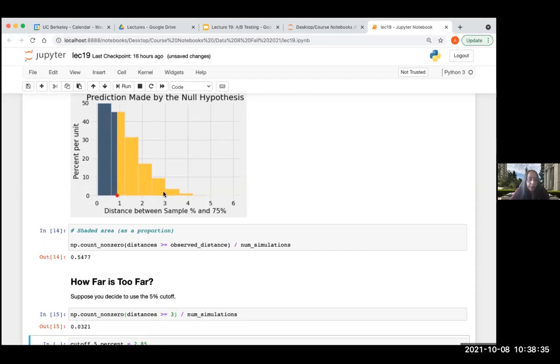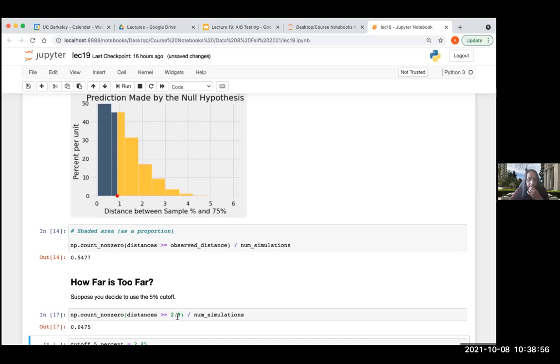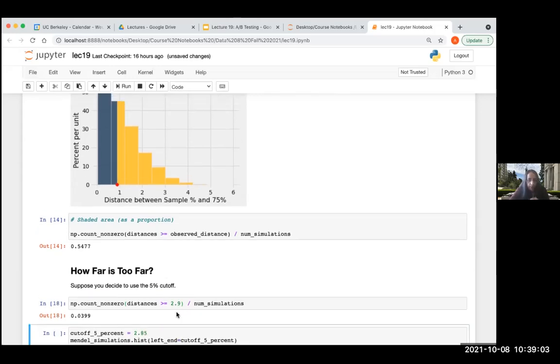Okay, so the proportion beyond 3 is actually only about 3%. So I tried, just trial and error, I tried 2.85, and I got the area to the right of that is 4 and a bit percent. 2.8. Sorry, 2.9. So I'm looking for 5%.